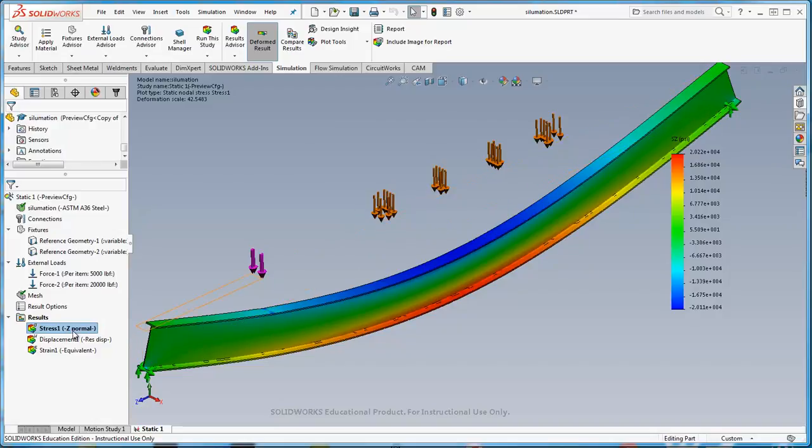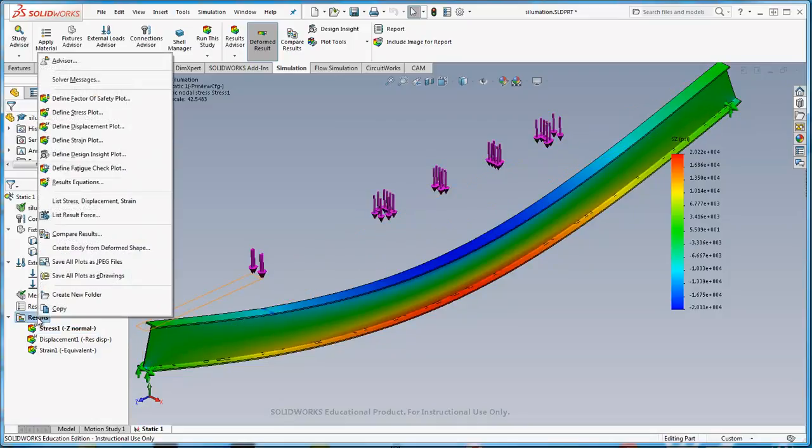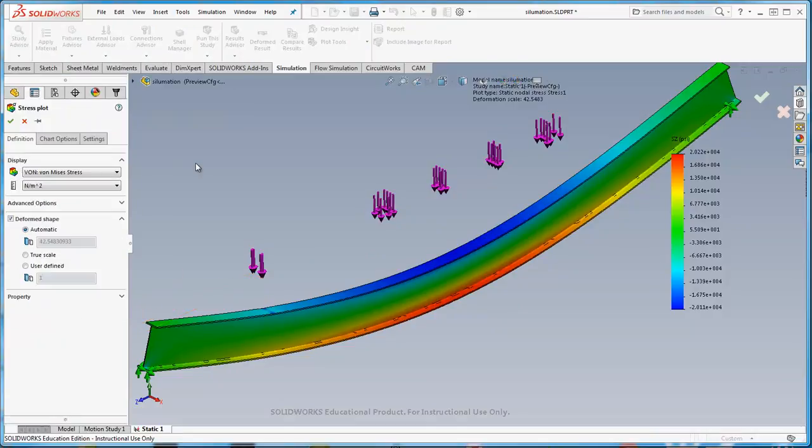And so I don't have a shear stress over here, so I'm going to right-click on the results and say define stress plot. I want to define a new one, and I want to change it to shear stress. And looking at my orientation here, I want this shear stress on the z plane in the y direction.